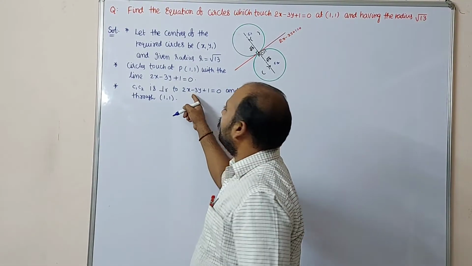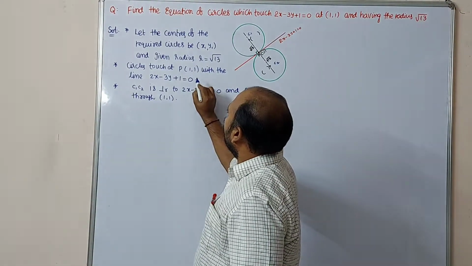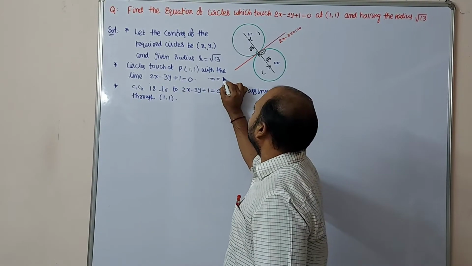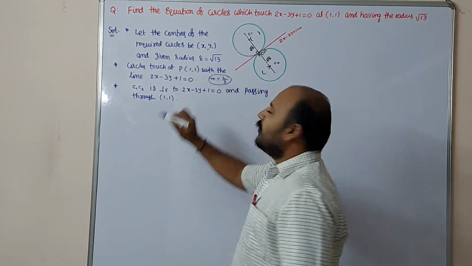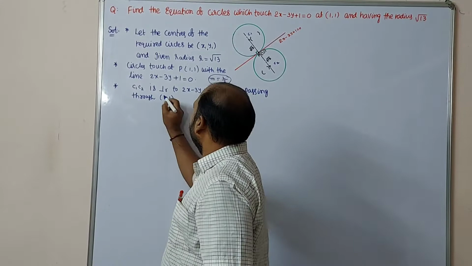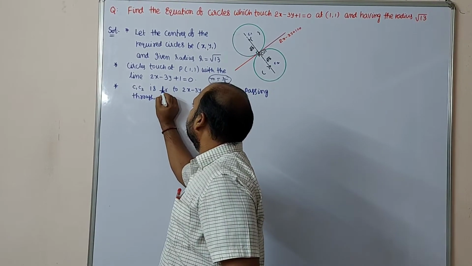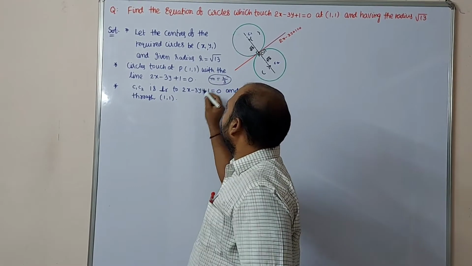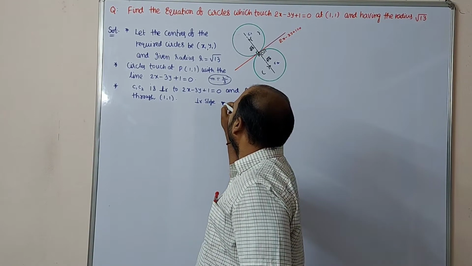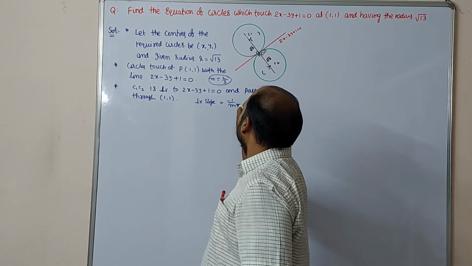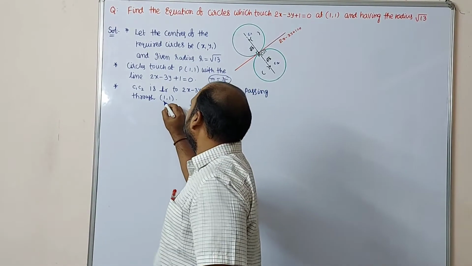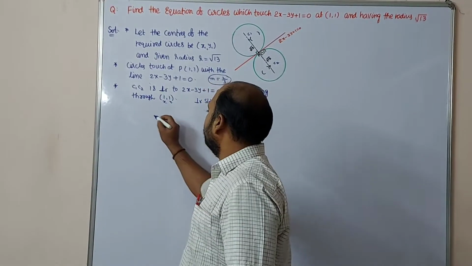Perpendicular line for this equation. So the slope of this equation is what? m is equal to minus x coefficient by y coefficient. So m is equal to 2 by 3. Perpendicular slope means what? Minus 1 by m. Observe carefully, dear students. So perpendicular slope is minus 1 by m, and passing through which point? (1, 1). So the line of centers equation.